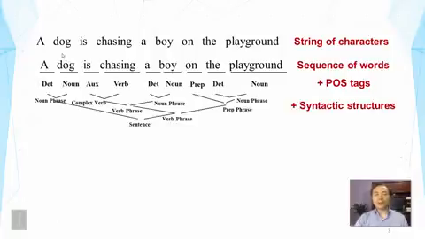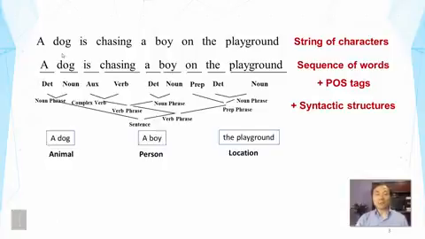If we go further, then we'll be parsing the sentence to obtain a syntactic structure. Now, this of course further opens up a more interesting analysis of, for example, the writing styles or correcting grammar mistakes. If we go further for semantic analysis, then we might be able to recognize a dog as an animal, and we also can recognize a boy as a person and playground as a location.